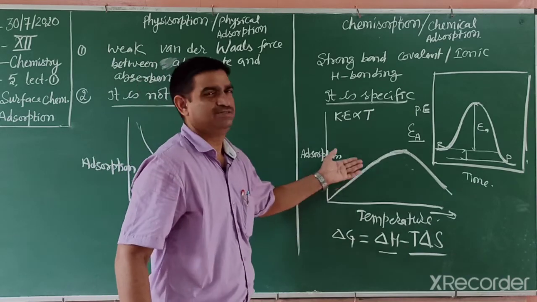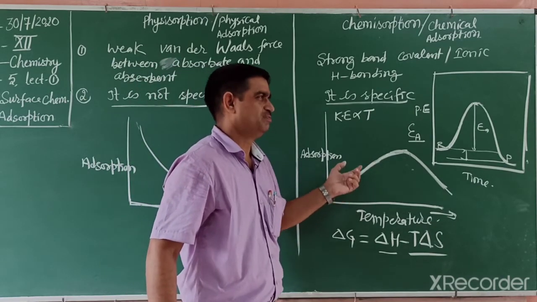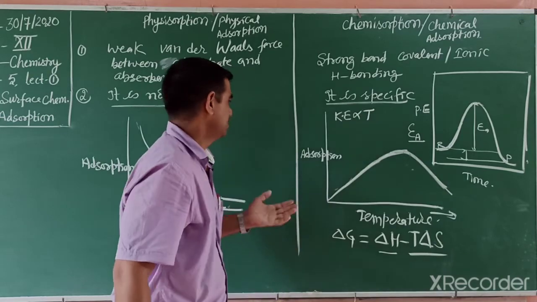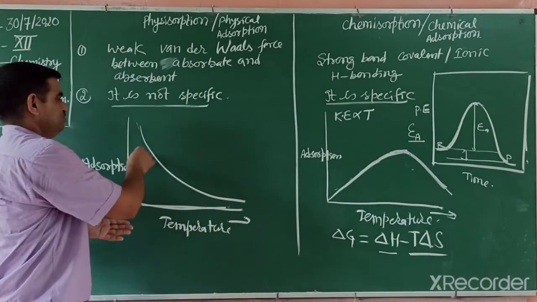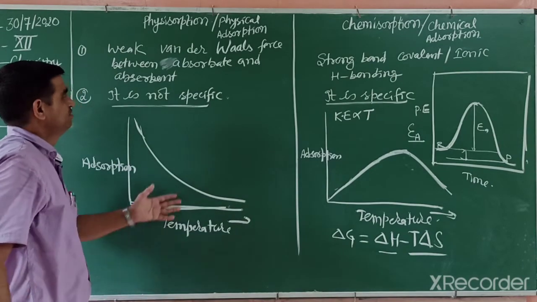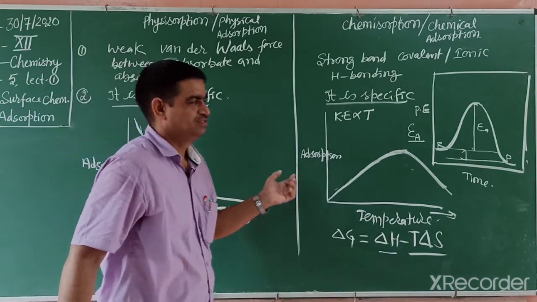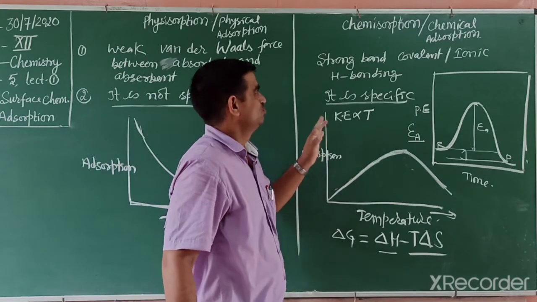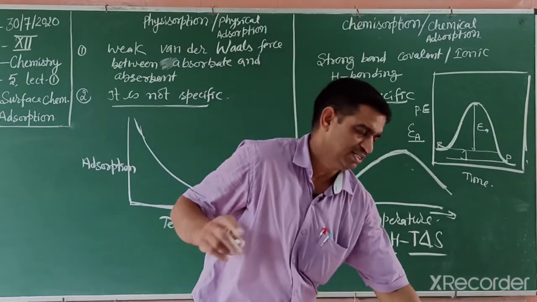This is highly specific, and it depends on the nature of the adsorbate and adsorbent, while physisorption does not depend on the nature. It decreases with temperature. Why? Weaker force in physisorption, stronger force in chemisorption. So these are the main reasons.